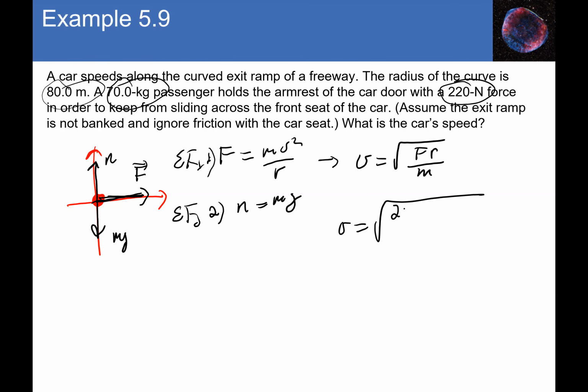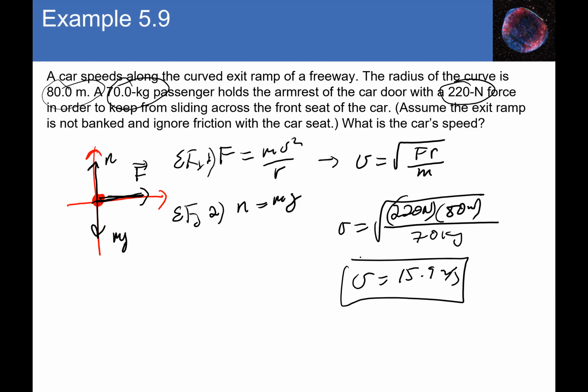Okay. 220 newtons times the radius, which is 80 meters, divided by the mass, which is 70 kilograms. So then the speed is going to be 15.9 meters per second. Which is, if you double this, about 35 miles an hour, which is kind of the speed that you generally see when a car is turning around on a freeway or something like that.